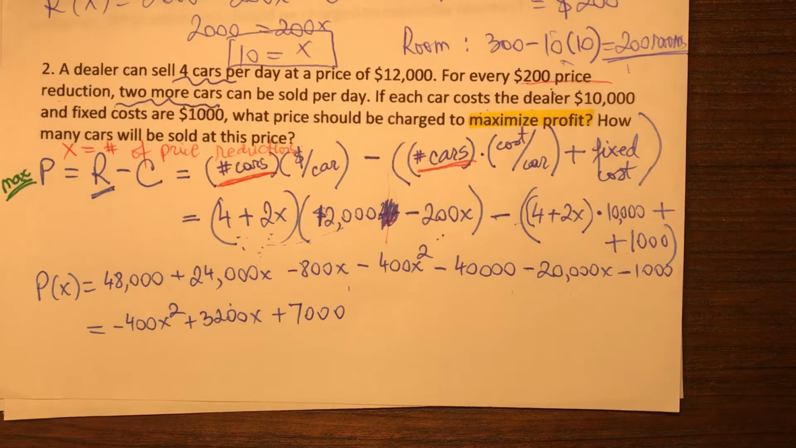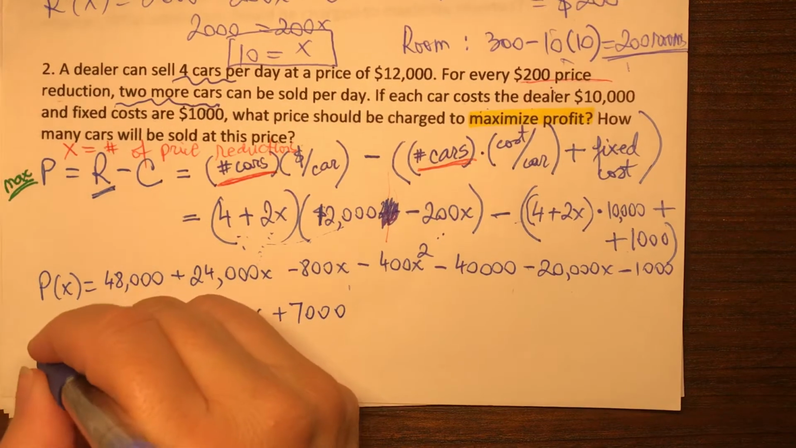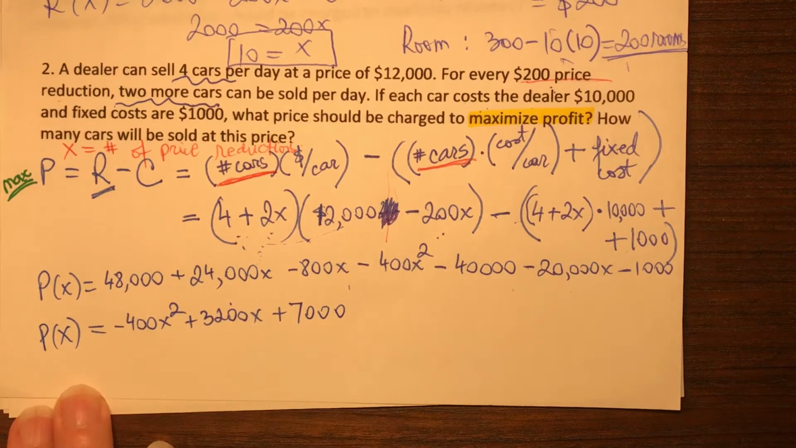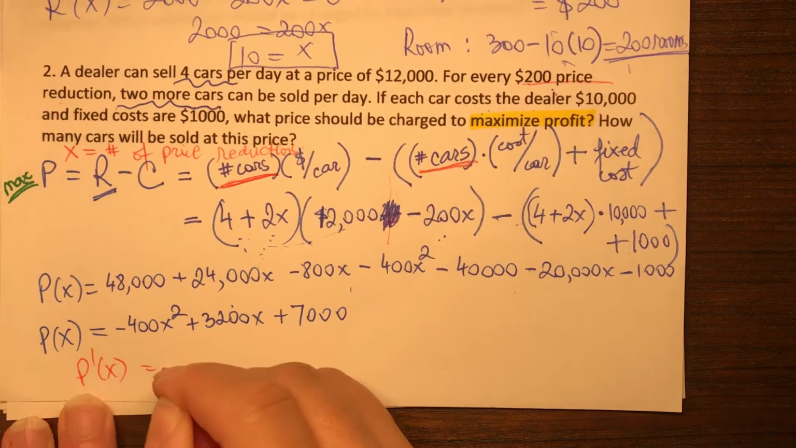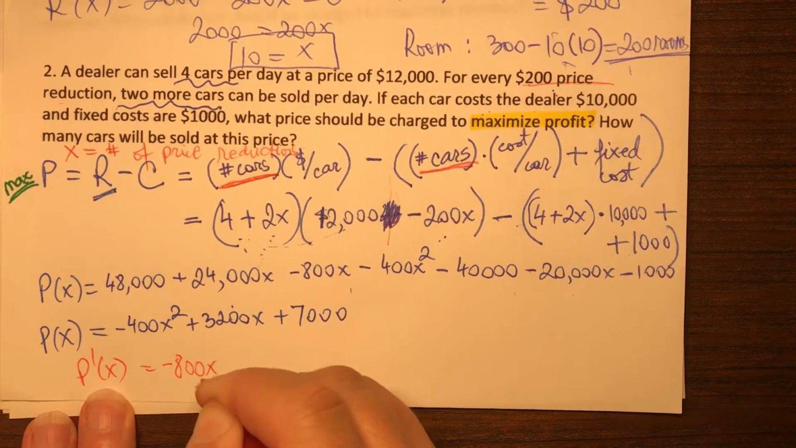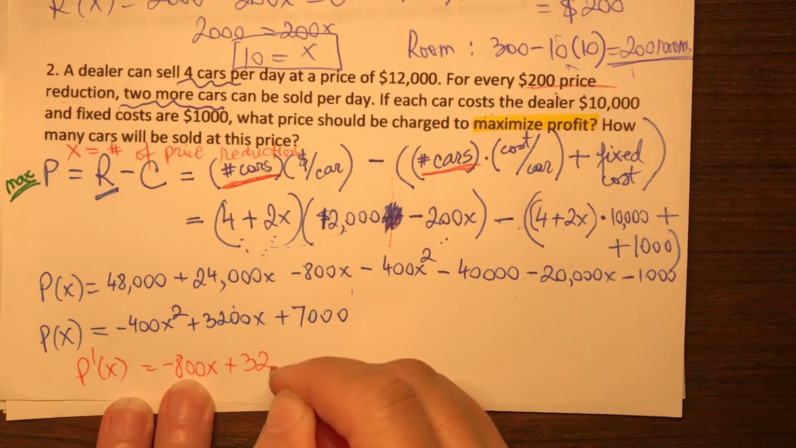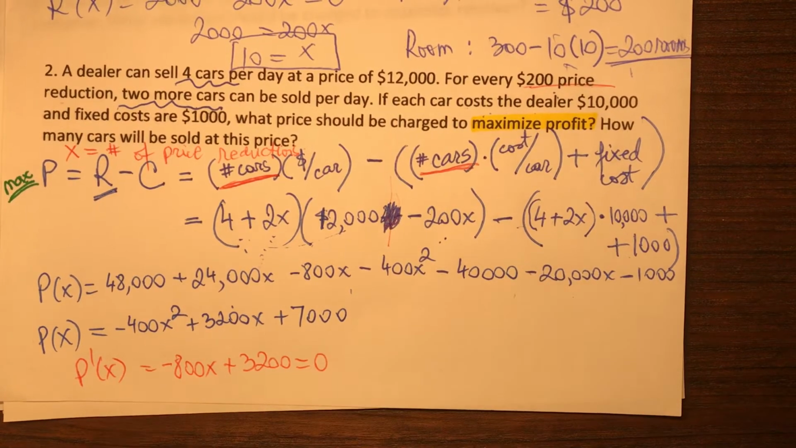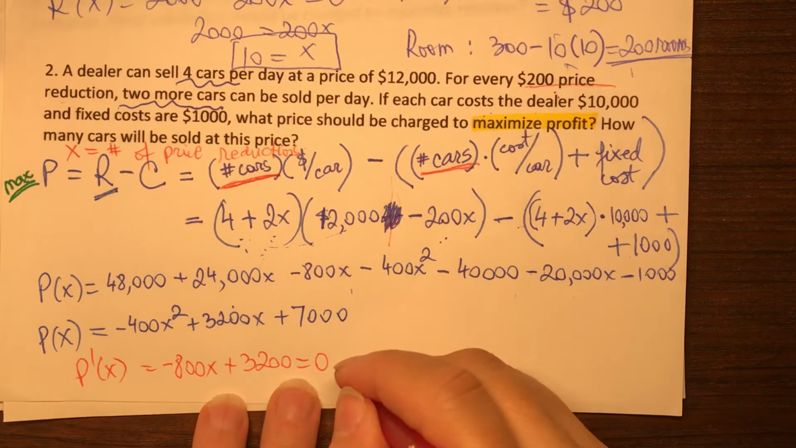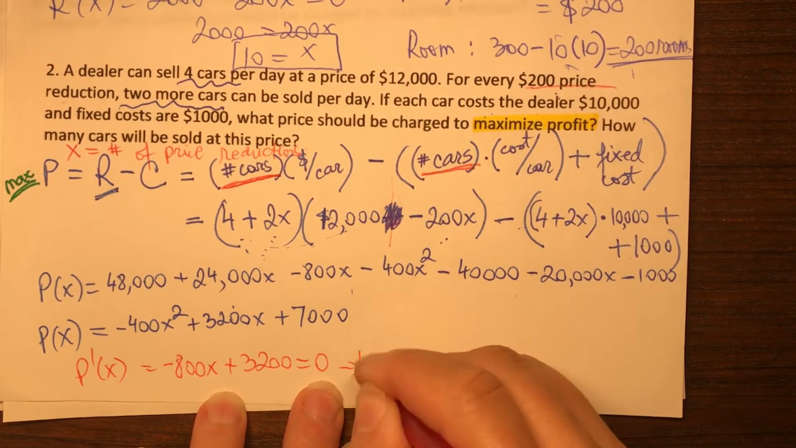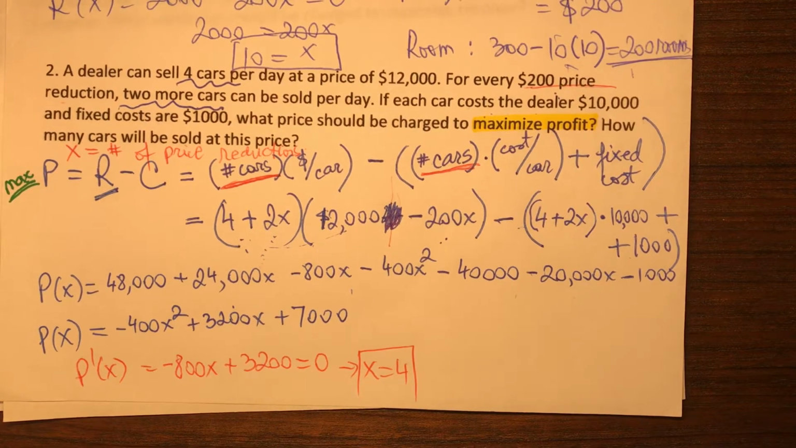All right. So here's my profit. We want to maximize it. How do I maximize profit? Well, I'm going to take its derivative and set it equal to 0. So the derivative is negative 800x plus 3,200. Set it equal to 0. Minus that over, divide by 800. It's easy. x is going to come out to be 4. Super easy linear equation. Great. And then what?